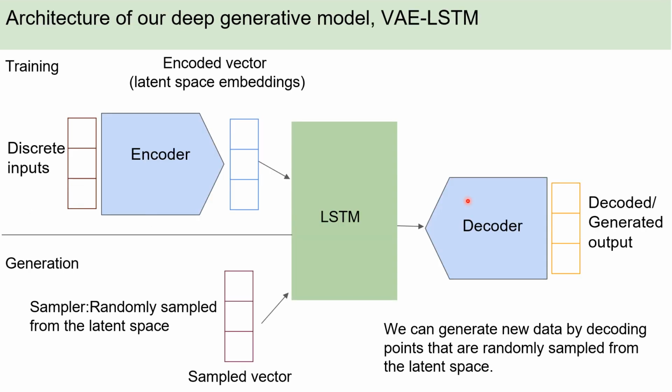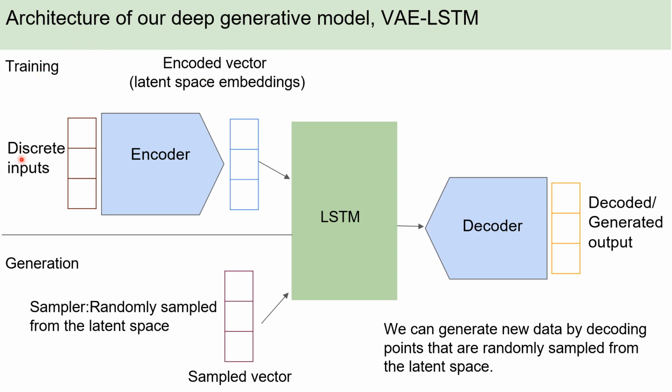This is the architecture of a deep generative model, which is a hybrid variational autoencoder model along with the LSTM, or long short-term memory. The VAE is a probabilistic generative model, and the long short-term memory is a recurrent neural network model which has the ability to capture long-term dependencies in the data, which makes it well suited for time series forecasting problems.